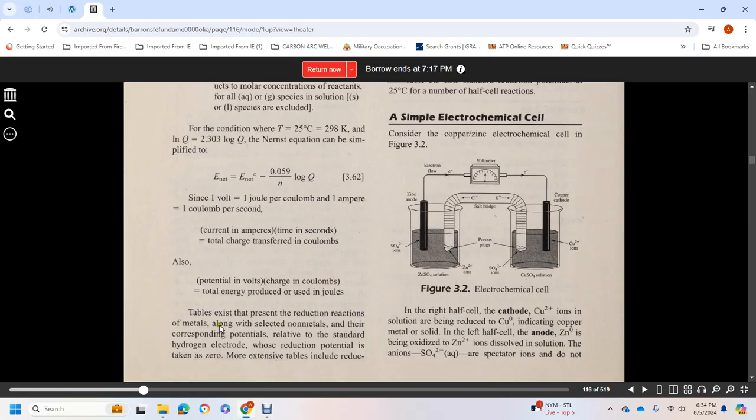A table exists presenting reduction reactions of metals along with selected nonmetals, with their corresponding potentials relative to the standard hydrogen electrode, whose reduction potential is taken as zero. More extensive tables exist.